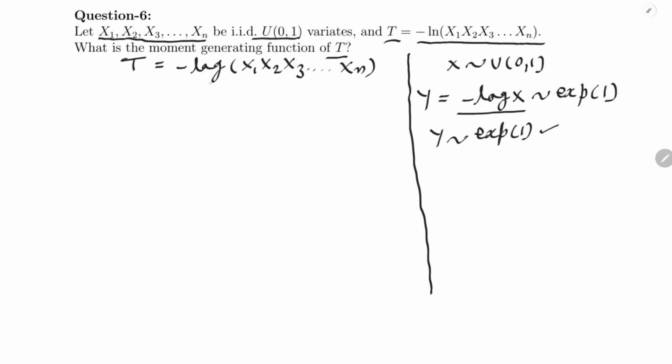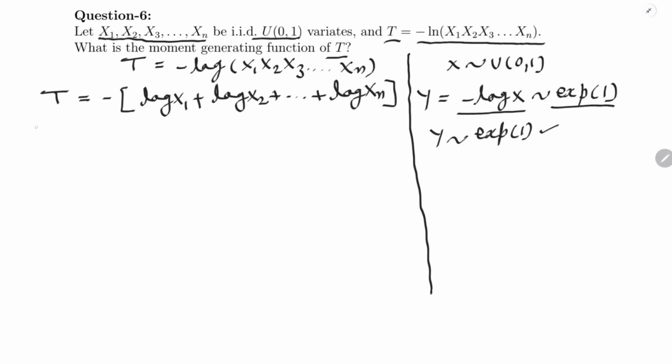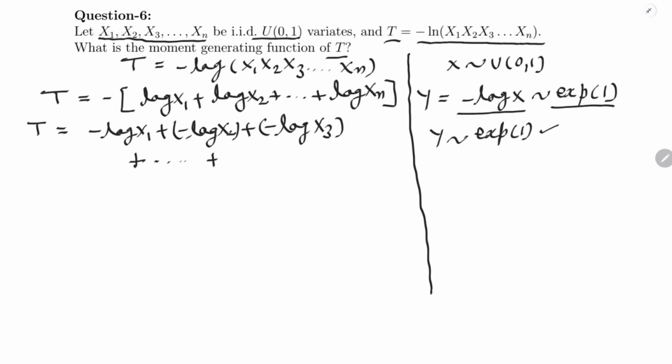First of all, we have to use the log property to open this product. Then we will apply the exponential distribution property. So t can be written as minus taken out, then log x1 plus log x2 and so on up to log xn. Then t equals minus log x1 plus minus log x2 plus minus log x3 plus and so on, minus log xn. Now minus log x1 will follow the exponential distribution, minus log x2 will follow the exponential distribution, minus log x3 will follow the exponential distribution, and minus log xn will also follow the exponential distribution.